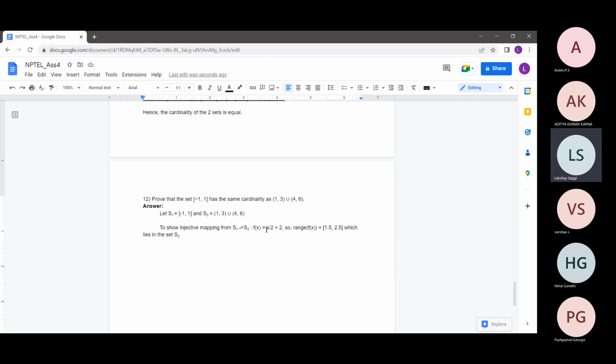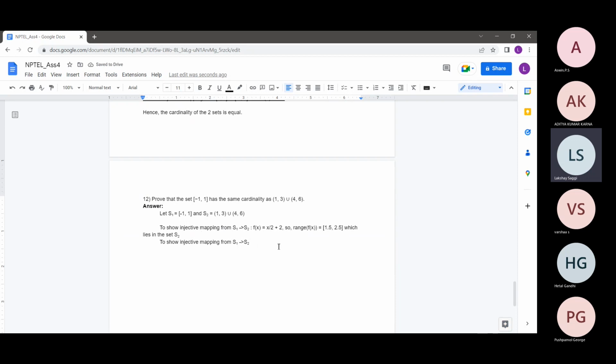But this function is valid because we have now changed the values. Okay. So this is injective. I think that's straightforward to see, and like range, I've given the reason why the range lies in the set. So now let's come to the second part we have to show.